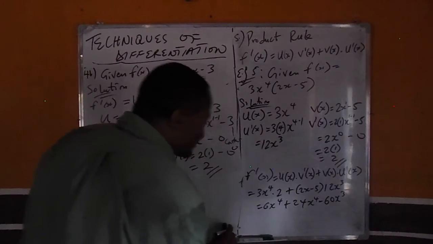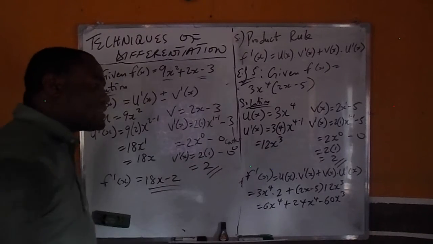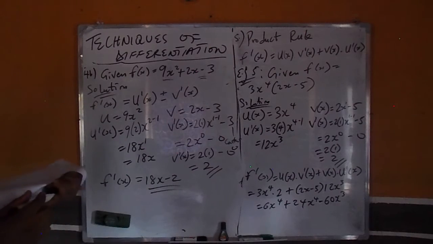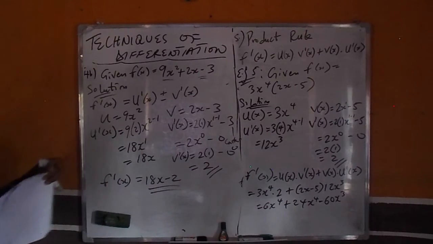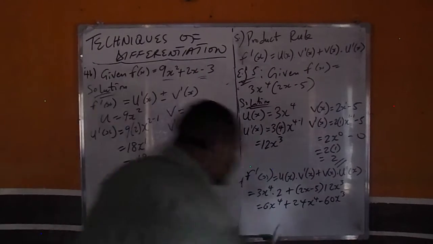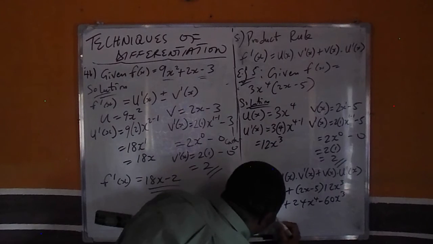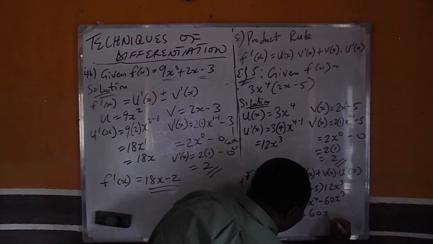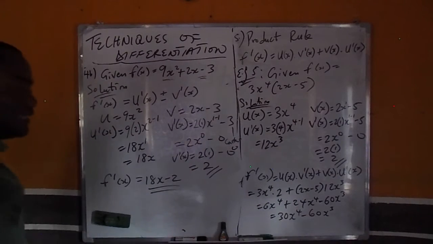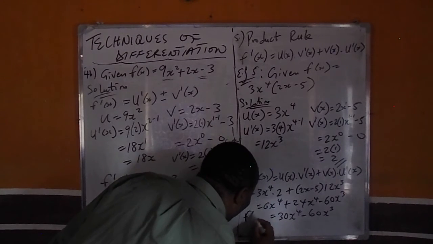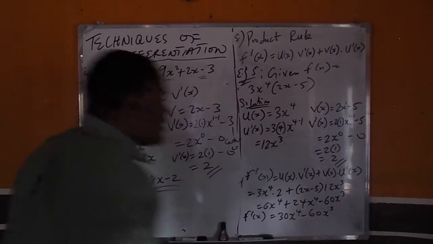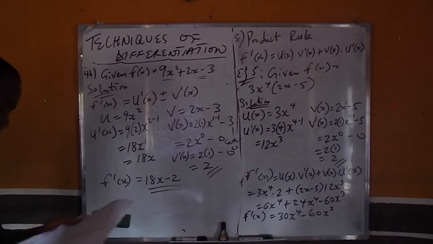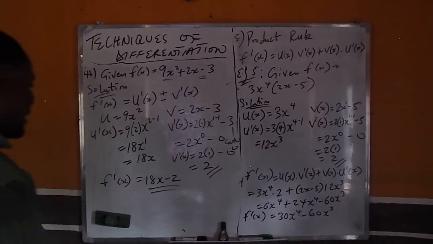What is our final answer here? 6s raised to power 4 plus 24s raised to power 4. Since 6 and 24 are raised to the same power, we are permitted to add them together. We say 6 plus 24 equals 30s raised to power 4 minus 60s raised to power 3. This is f prime s, that is our answer for that. We move to quotient rule.